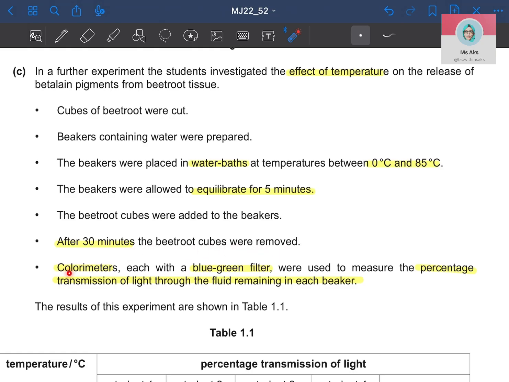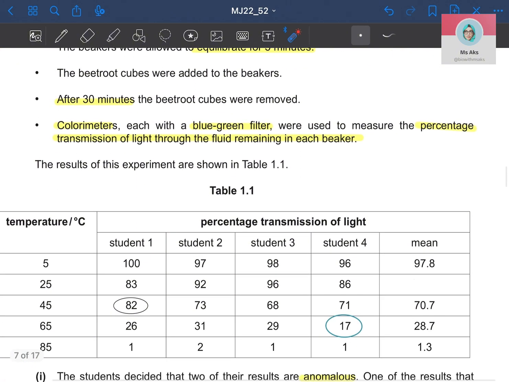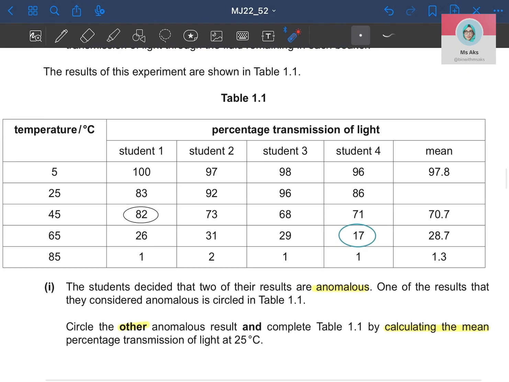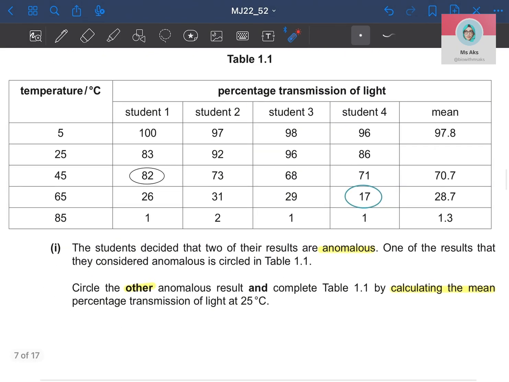We use the colorimeter, each with a blue-green filter, to measure the percentage transmission of light through the fluid remaining in each beaker. Alright, and we have the table. The result of this experiment are shown in table 1.1, right? So the first bit here, we have the temperature. Then we have the percentage transmission of light, of how much light can actually pass through the beaker once the pigment has been released.